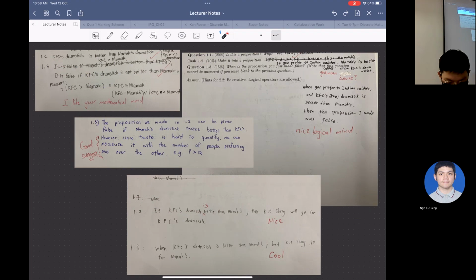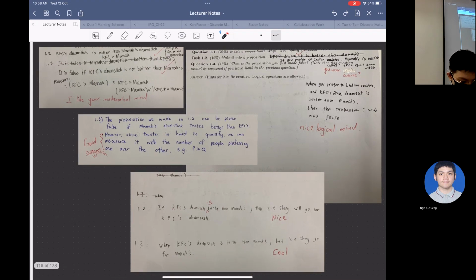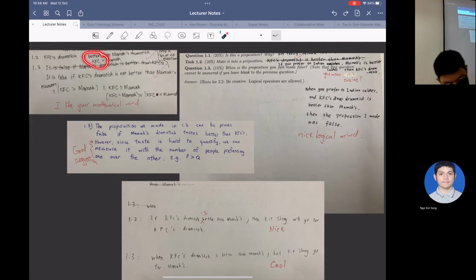I think this one is quite good. This person quantified "better" by defining greater than, less than, and equal. And this person wrote a nice proposition: if you prefer Indian cuisine, then mama is better than KFC drumstick. I think this is quite reasonable. So what's the negation? You prefer Indian cuisine, but KFC drumstick is better than mama.